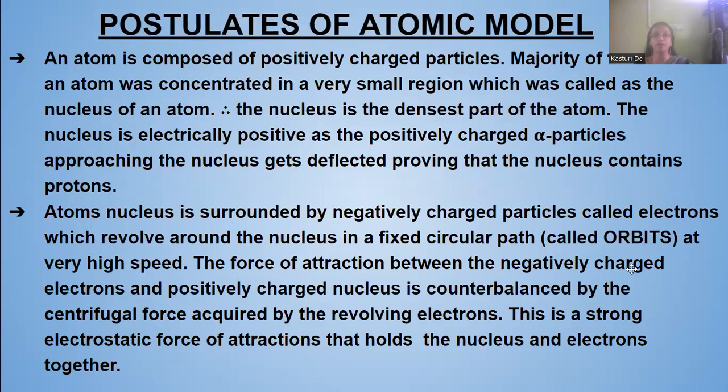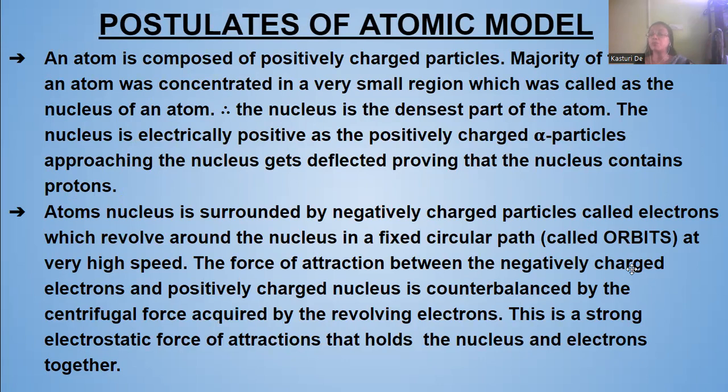According to his postulates, an atom is composed of positively charged particles. The majority of the mass of the atom is concentrated in a very small region, which is known as the nucleus of an atom. The nucleus is the densest part of the atom, and it is composed mainly of positively charged particles. The nucleus is electrically positive, as the positively charged alpha particles approaching the nucleus get deflected, proving that the nucleus contains protons, or positively charged particles. As the nucleus is the densest part, the major mass of the atom is concentrated inside it.